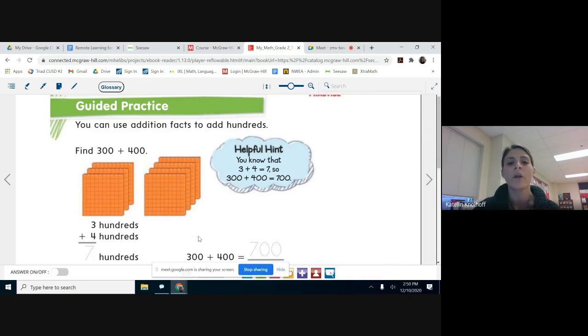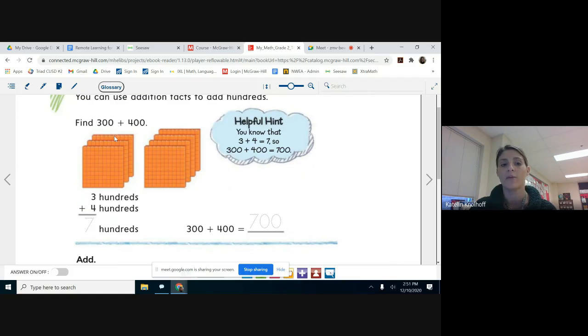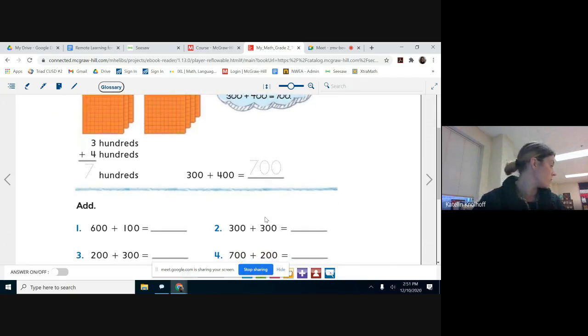All right, so you can use addition facts that you already know to add hundreds. Here's a helpful hint. If you know that 3 plus 4 equals 7, then you know that 300 plus 400 equals 700. They're just showing you again, 3 base 100 blocks plus 4 of them equals 700. So that's what we are going to be working through today.